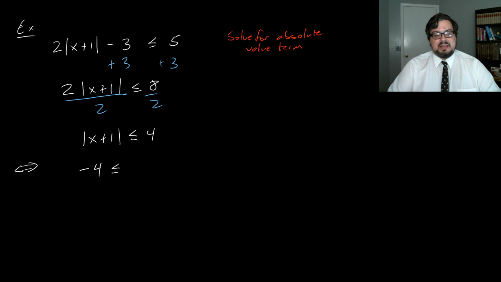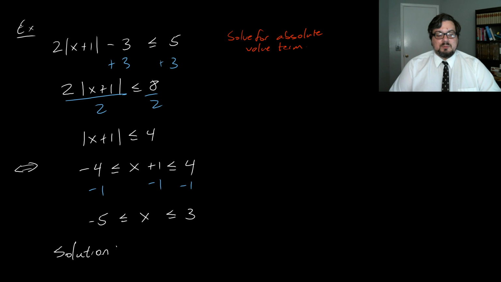This is the same as saying that -4 is less than or equal to x plus 1, which is less than or equal to 4. Again, this is a compound inequality where we can solve for x, and so we'll get -5 is less than or equal to x, which is less than or equal to 3. And so our solution. This time we'll go ahead and go straight to the inequality.